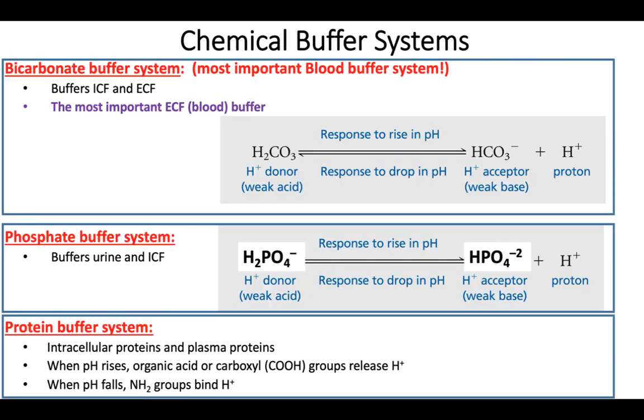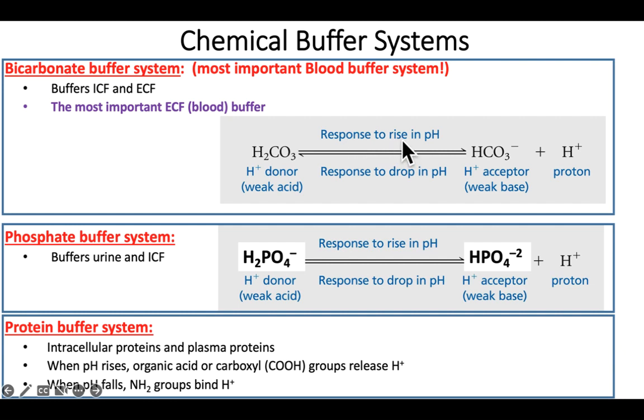What are the main chemical buffer systems in our body? Well, the first one is the bicarbonate buffer system. This is the most important one we have in our bloodstream, helping to maintain that 7.35 to 7.45. Chemical buffers typically are a combination of a weak acid and a weak base. And in response to changes in pH, they will either release the proton into solution or remove the proton. So notice when we go this way with the reaction, we are releasing protons. So that would be how this system responds to a rise in pH.